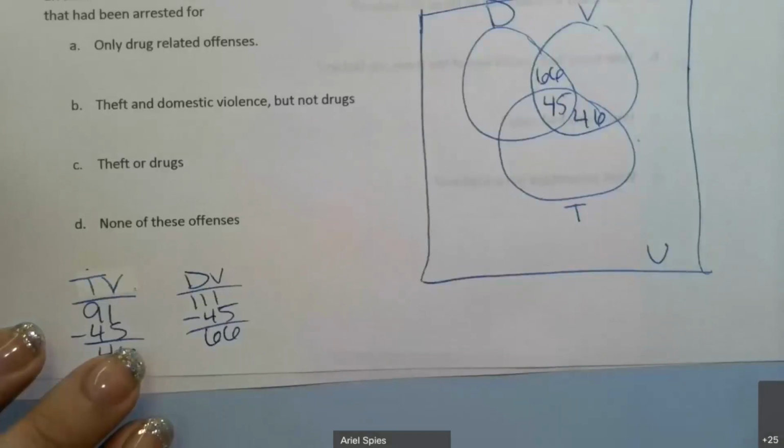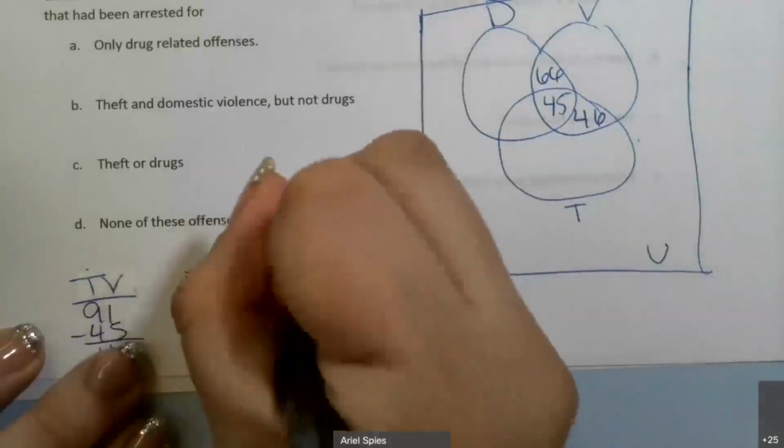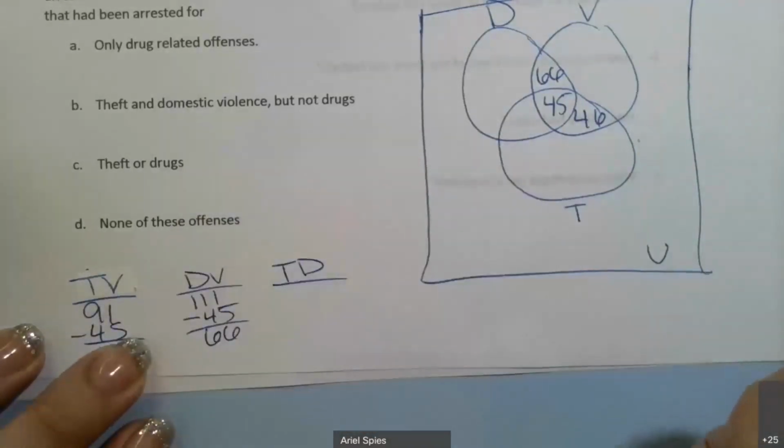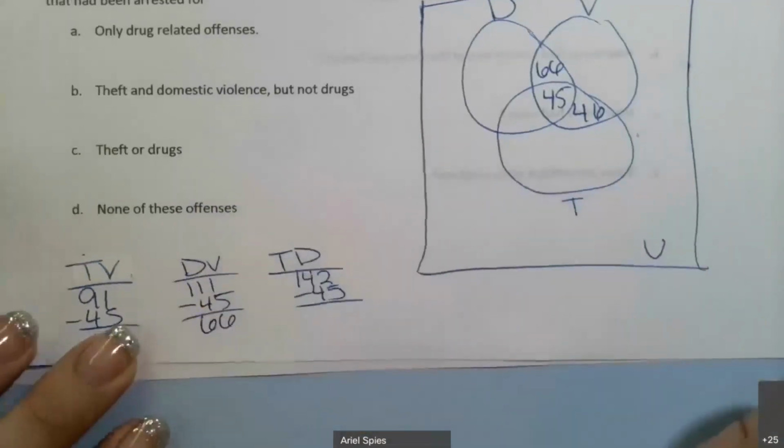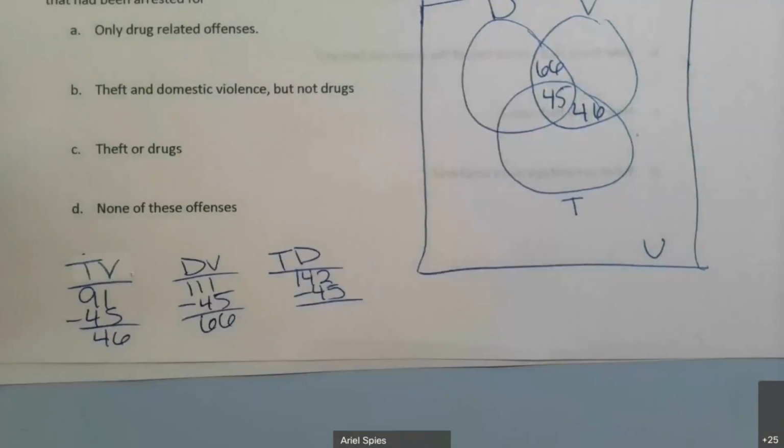Then I want to do the same thing for the theft and drugs. That number is 142. 97.